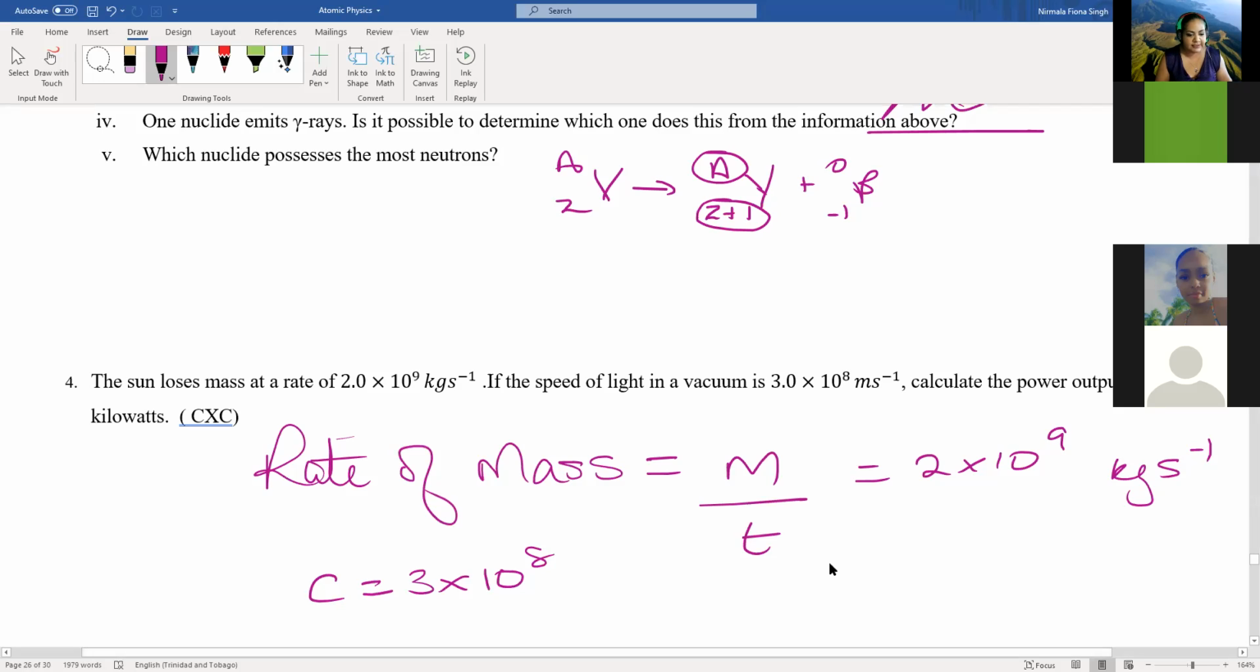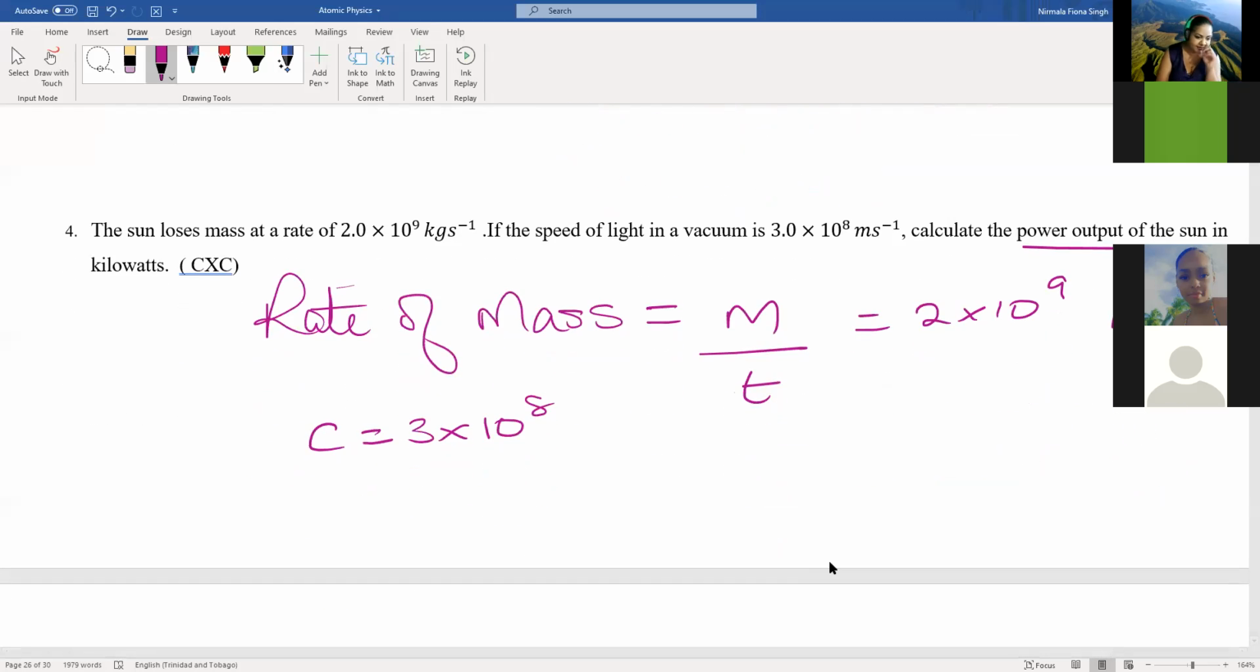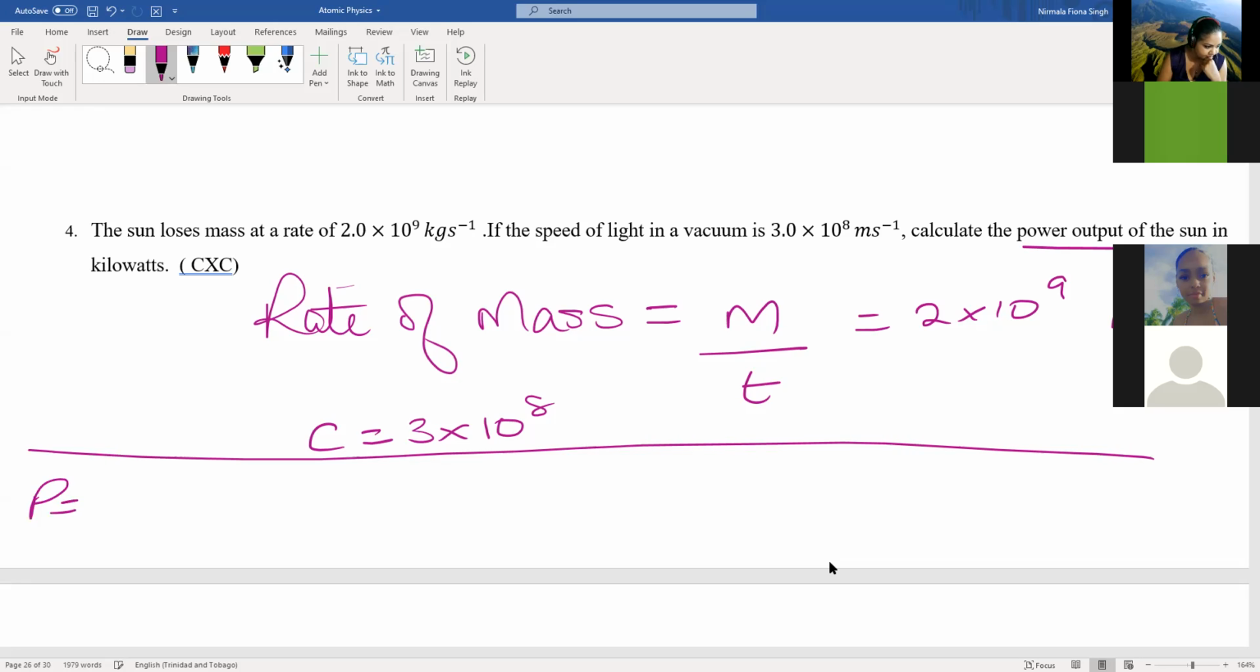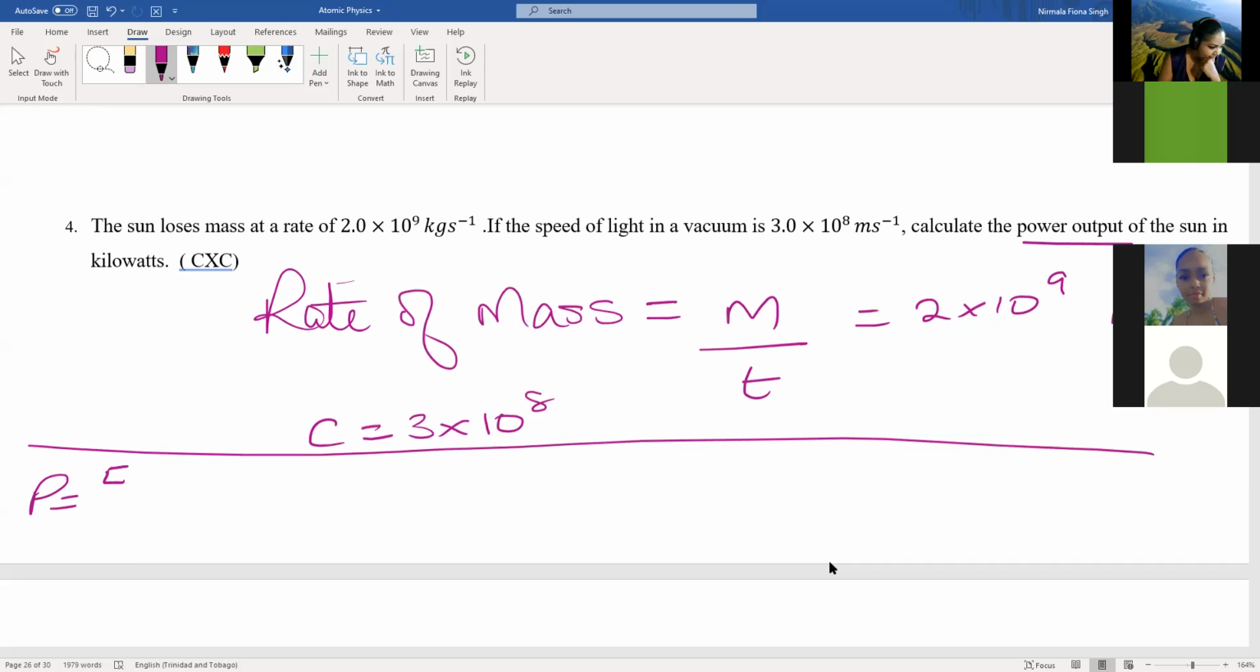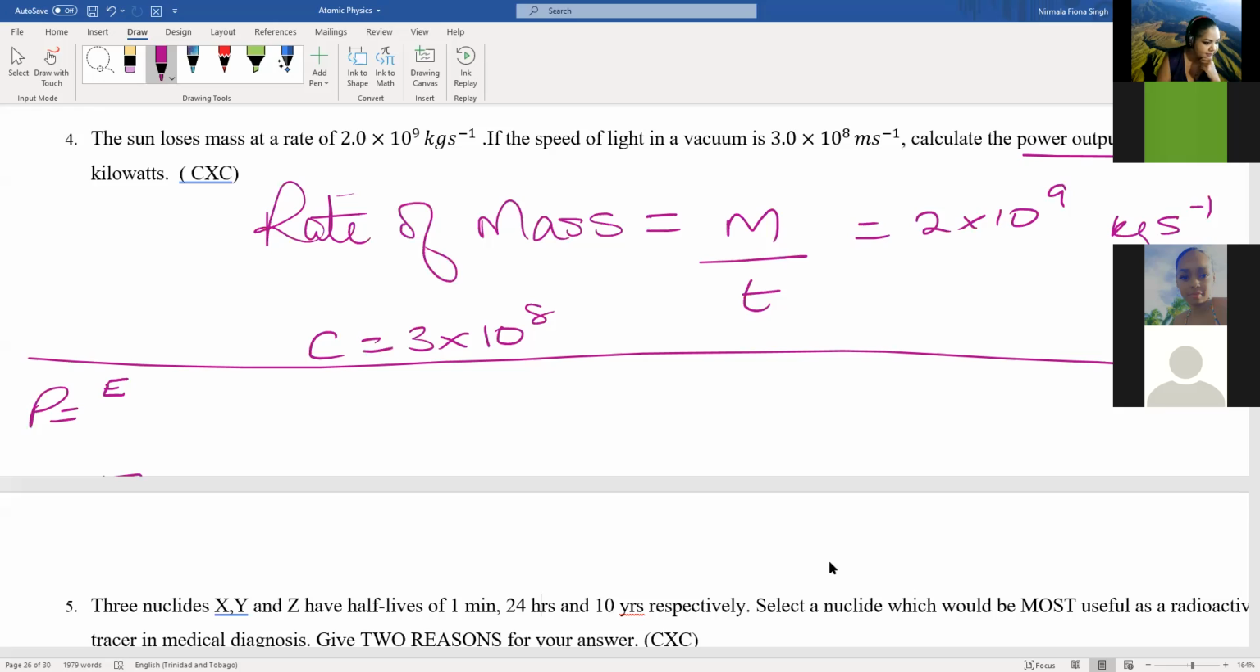I want to work out power. Anybody can tell me what is the basic equation for power and energy? Anybody can remember? No. All right. Power is equal to energy over time. So if you look here, we're going to have mass over time, and then we have speed. So this is what we're doing.